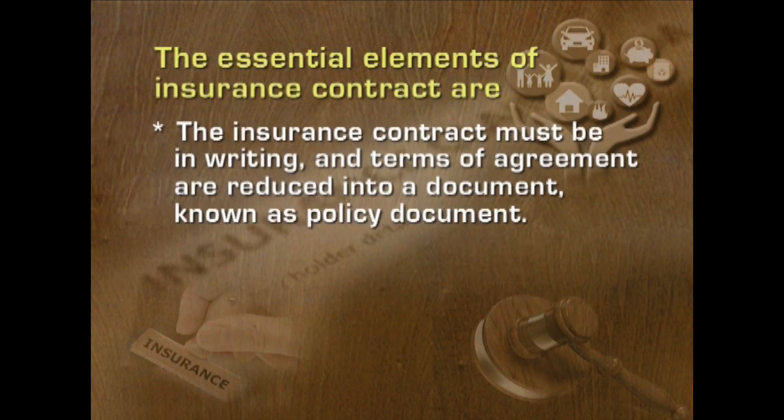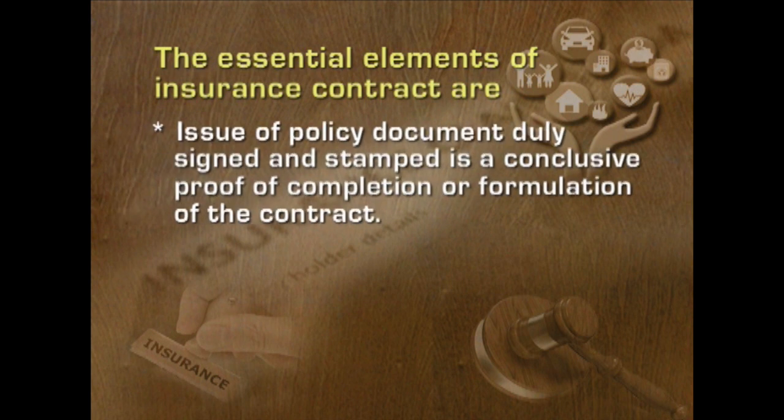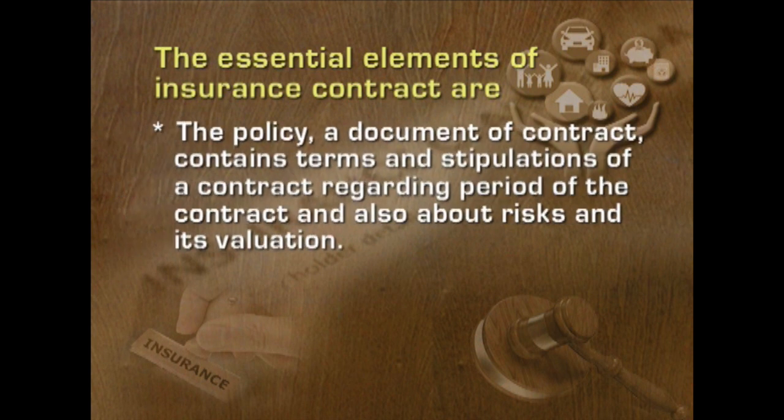The insurance contract must be in writing and the terms of agreement are reduced in a document known as the policy document. Issue of policy document duly signed and stamped is a conclusive proof of completion or formulation of contract. The policy, a document of contract, contains terms and stipulations of the contract regarding the period of the contract and also about the risks and the valuation.